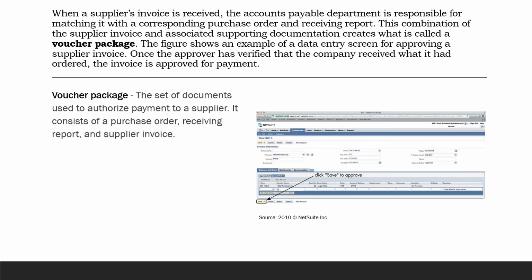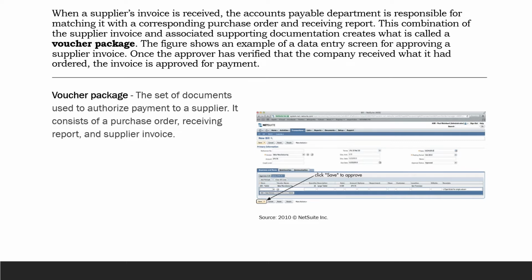So when a supplier invoice is received, the accounts payable department is responsible for matching it with a corresponding purchase order and the receiving report. We just went through those 2 steps. This combination of the supplier's invoice and associated supporting documents is what is called a voucher package. The figure shows an example of the data entry screen for approving a supplier's invoice. This image is an old image from NetSuite Inc. So don't worry too much about how it looks.